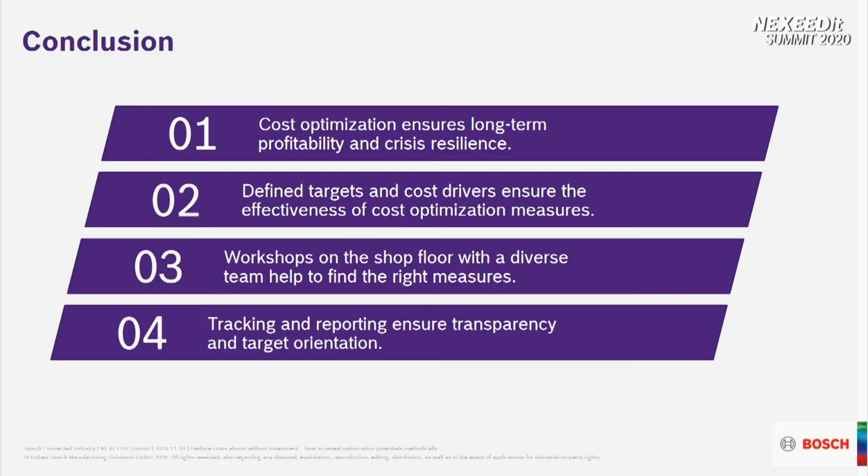Last, to come to the summary: systematic cost reduction is good for long-term profitability, and it also supports crisis resilience, as Sven already mentioned in the first keynote speech. Second, the derivation and the clear approach and management focus ensure the effectiveness of cost reduction optimization. Third, diverse teams are key to find the measures and really to bring them to life. And last but not least, transparency and target orientation help to reach the target.